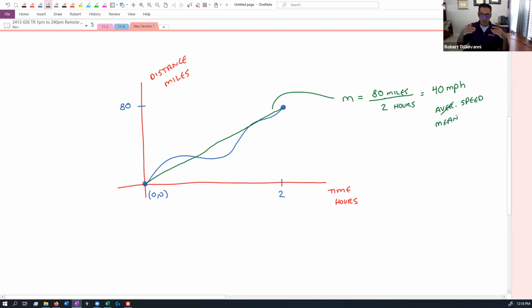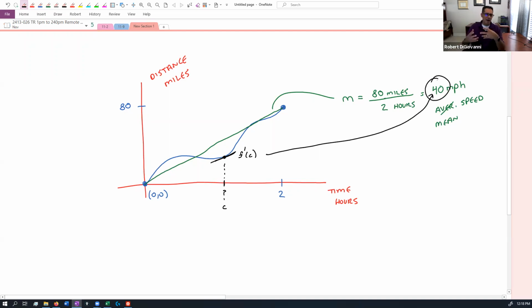What the mean value theorem says is that as long as this is a continuous function and we don't have any corners or cusps or any crazy jumps or anything like that, then there's some point within this trip, somewhere in here, I don't know where yet, where if I look at the slope of the tangent line, the derivative at that point, let's call it C, must be equal to this. It has to be.